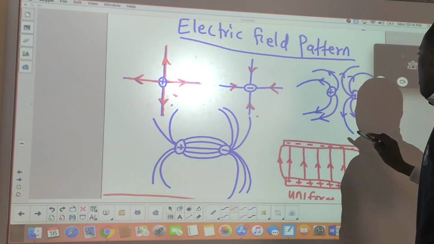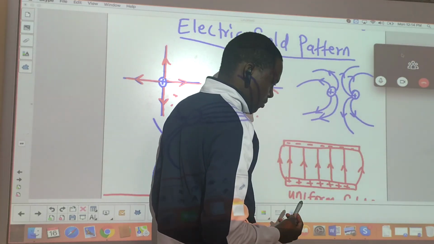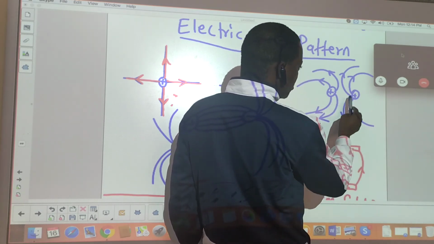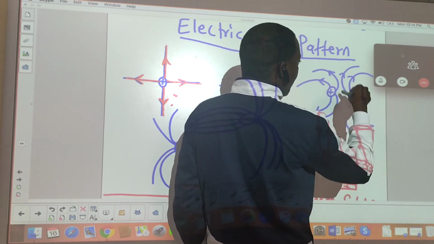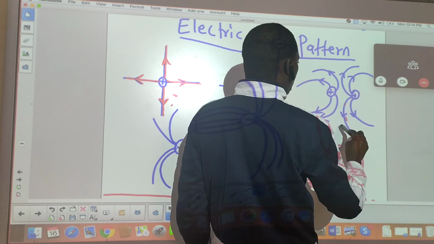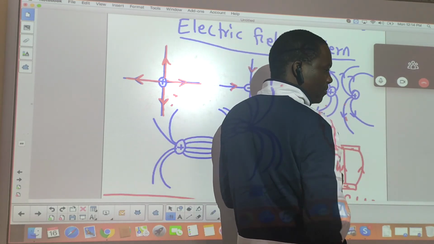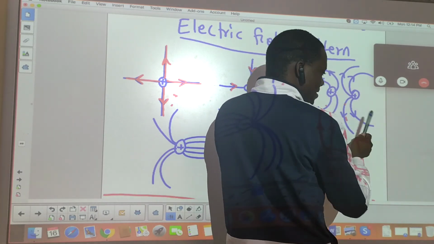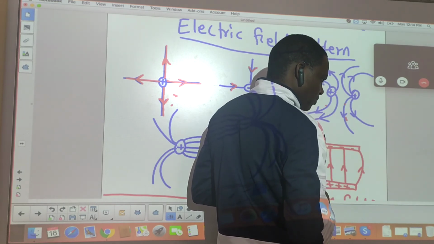Just look at this. What if you have two positive charges or two negative charges? Can you see this? They repel each other. This one, it shows that the electric field, they are going this way. Can you see this way? This way, this way, this way, this way. What does it mean? It means that there is no interaction between the two charges. So therefore they repel each other. Do you understand what I'm saying?